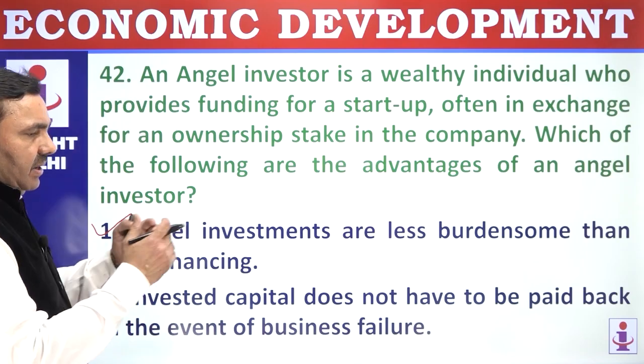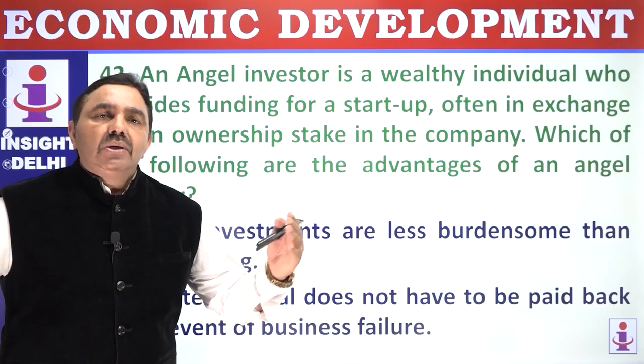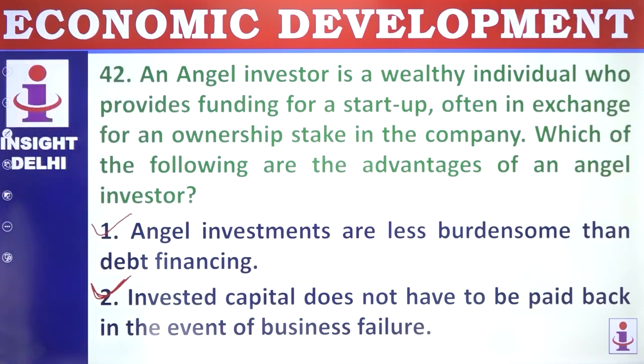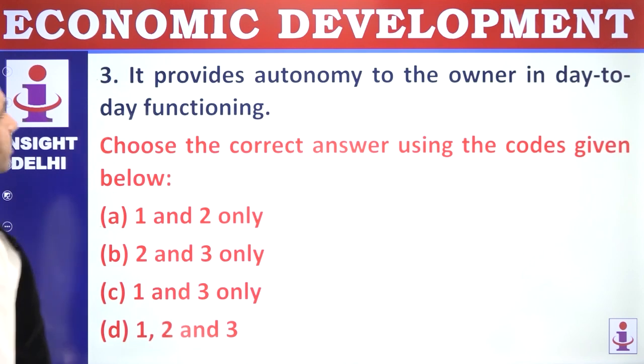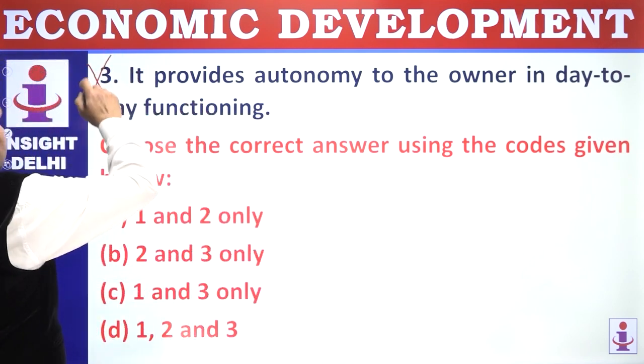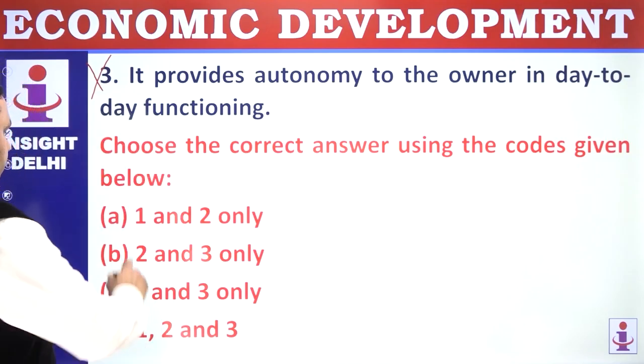You are giving part of ownership, so they are part of the ship or the boat in which you are traveling. If your boat sinks, they will also sink. You don't have to pay them back. It provides autonomy to owner. No, autonomy is lost because ownership is getting moved into the hands of angel investors. Choose the right answer. 1 and 2 are correct here.